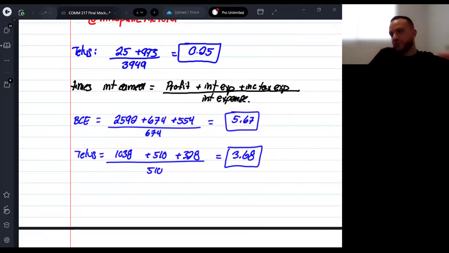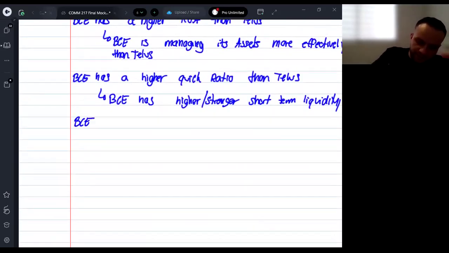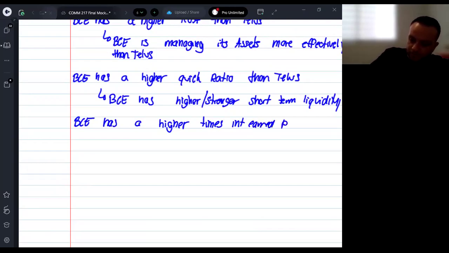And times interest earned. Bell could pay their interest expense 5.67 times, and TELUS only 3.68 times. So BCE has a higher times interest earned ratio. So creditors would prefer to lend money to Bell instead of TELUS.